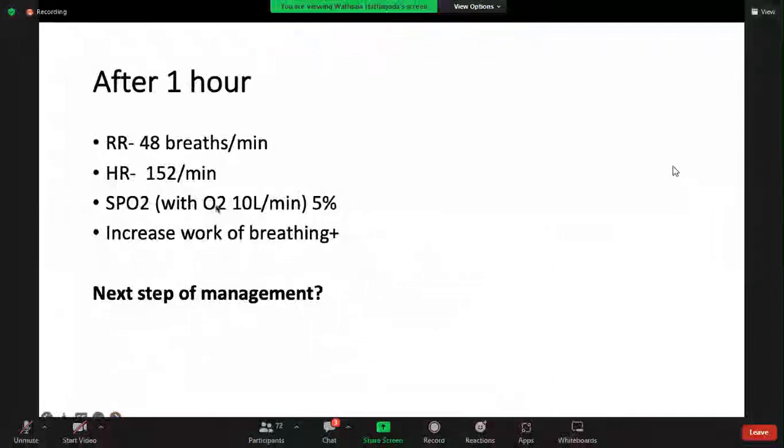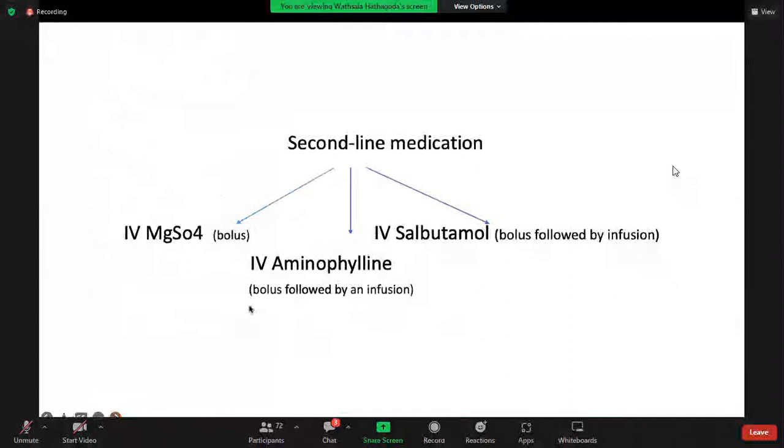So these are the assessment and monitoring after 1 hour. Then your next step is to start a second line medication. So let's talk about Maxalfate. What are the problems with Maxalfate? Maxalfate can give hypotension and bradycardia mainly, madam. Those are the side effects. Yes, it's a vasodilator, so it can cause peripheral vasodilatation as well, causing hypotension. So that's one side effect.